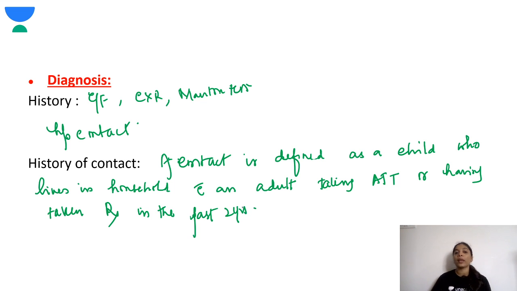So always, if the child is living in a house where there is an adult who's taking anti-tubercular therapy, or having taken the treatment in the past 2 years, this is very important. So remember, it's not just a household member who is living with them and is taking tubercular treatment. Even someone who has completed treatment in the past 2 years also comes under the history of contact.